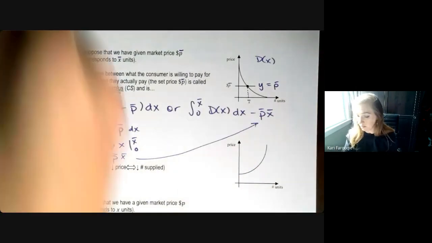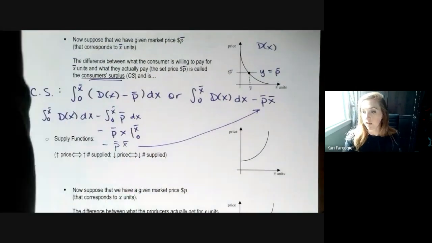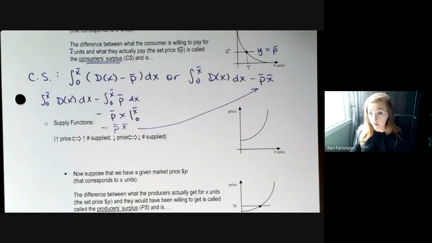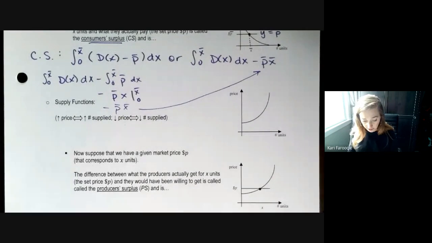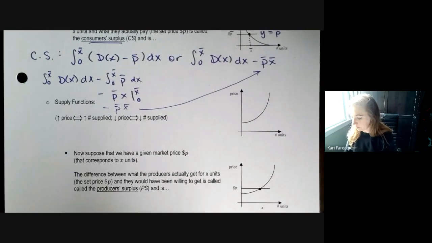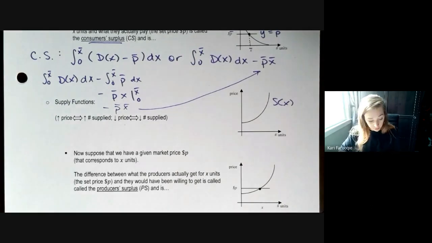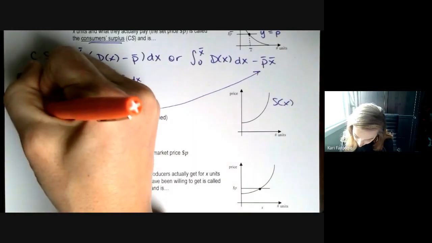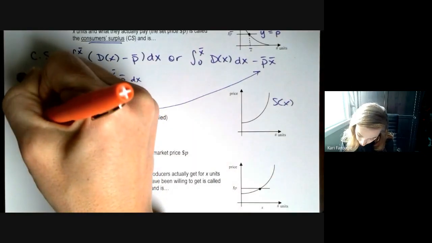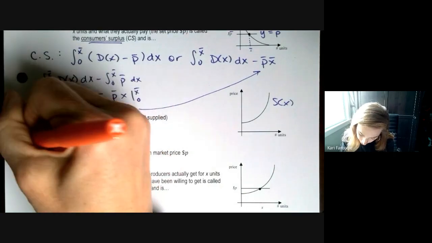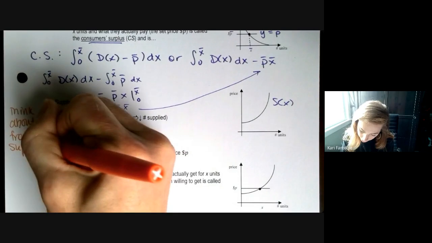The other one that we're going to be talking about today regards the supply function and the producer surplus. So for the supply function, you can see its curve. All right, so the supply, it's kind of important that we think about this from the perspective of the supplier. Think about this from the supplier's perspective.